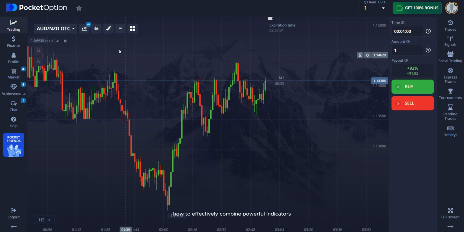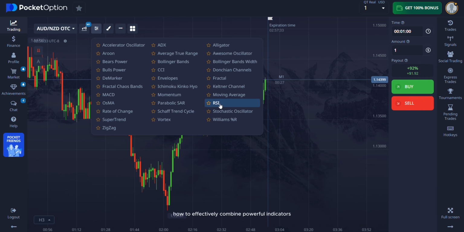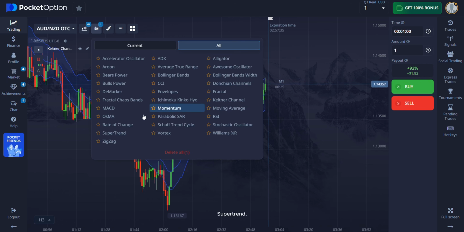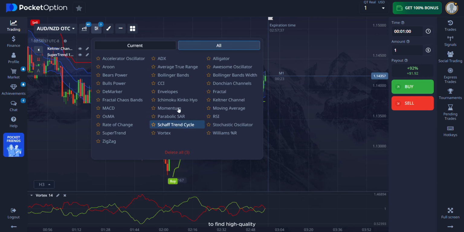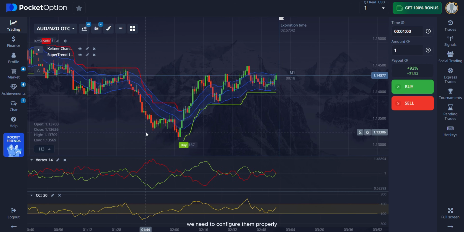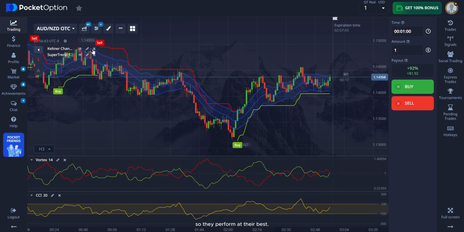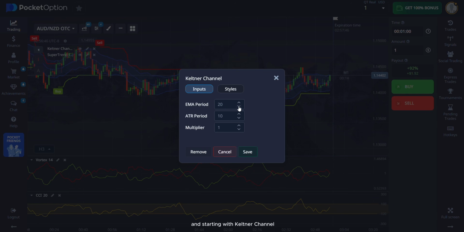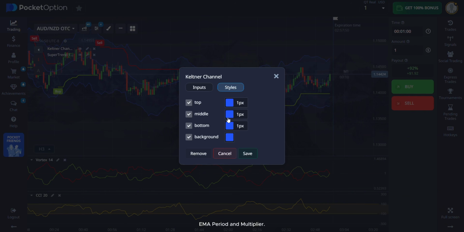We'll break down how to effectively combine powerful indicators like Keltner Channel, Supertrend, Vortex, and CCI to find high quality and precise entry points. Next, we need to configure them properly so they perform at their best. Starting with Keltner Channel, we'll change just two key settings, EMA period and multiplier. As for the colors, you can set them however you like.